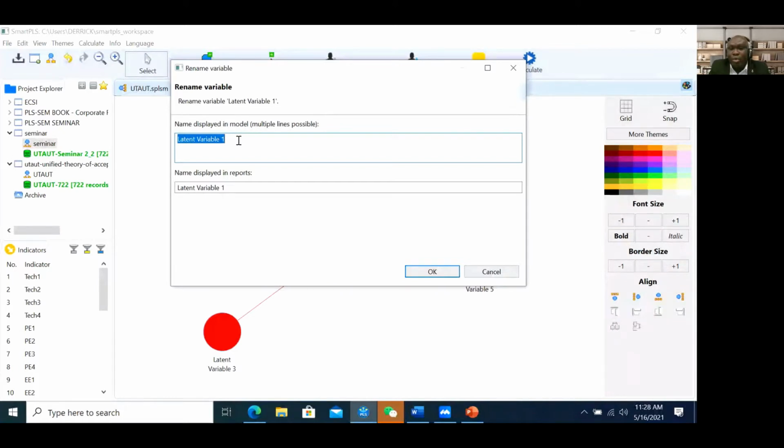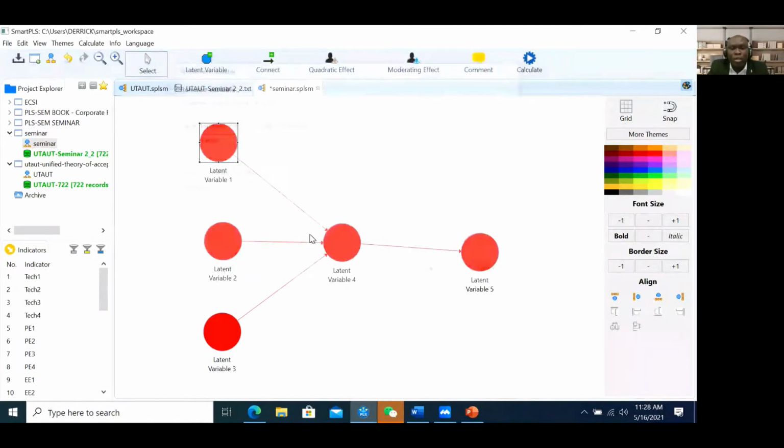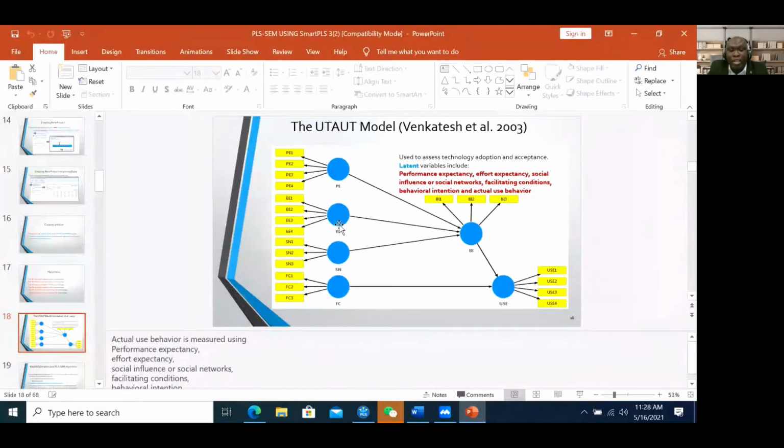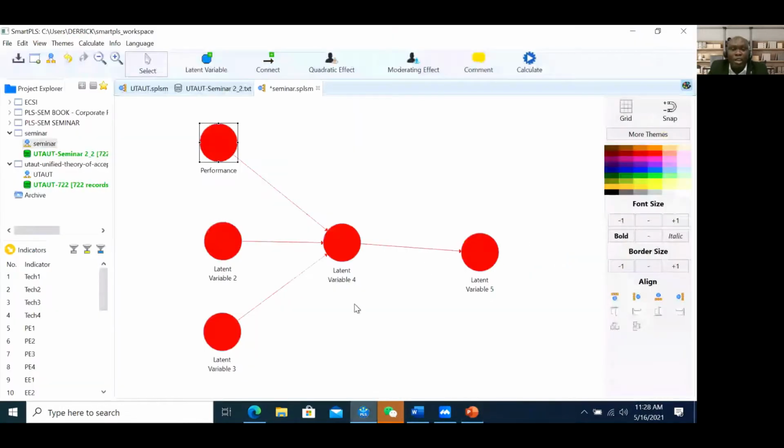I am under the impression that we all know what latent variables are and what observed variables are. Okay, good. So we're gonna have performance. Okay, so we have performance, we have effort expectancy, we have social influence, you have facilitating condition, you have behavioral intention, and then actual use behavior. All right, all those are the constructs for the model. Good. So you rename all this in line with what you have over there, okay?